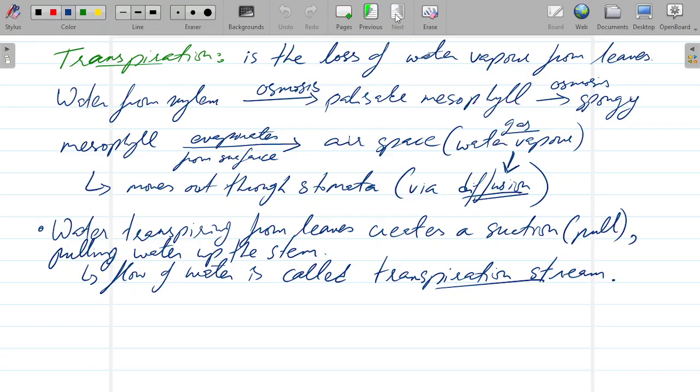So you've got water coming in from the xylem to the mesophyll cells via osmosis. From the spongy mesophyll cells, water evaporates from the surface, and there's water vapor in the air spaces. And from there, the water vapor diffuses, not osmosis, but diffuses out through the stomata into the atmosphere, right? And so the water transpiring from leaves creates a pull or a suction, causing water to travel up the xylem, and this flow of water is called the transpiration stream.